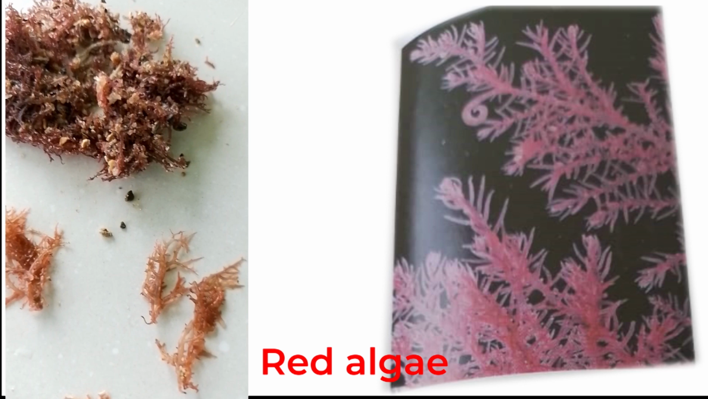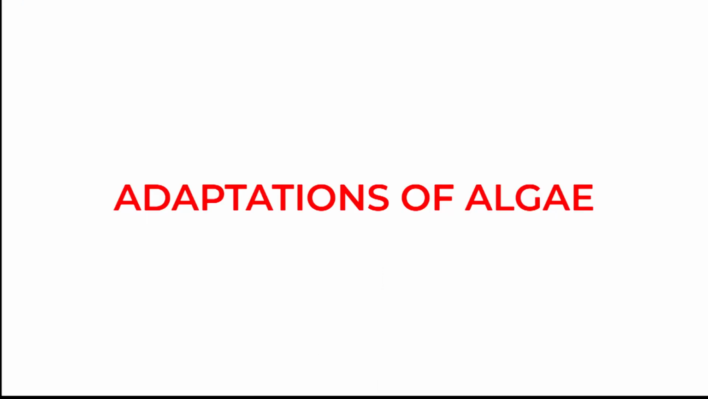Well, they are all marine and they grow in deep areas of the sea. The red pigment they have can absorb wavelengths of light even in the dark regions of the sea to be used for photosynthesis. Well, let us quickly look at the adaptations of algae.